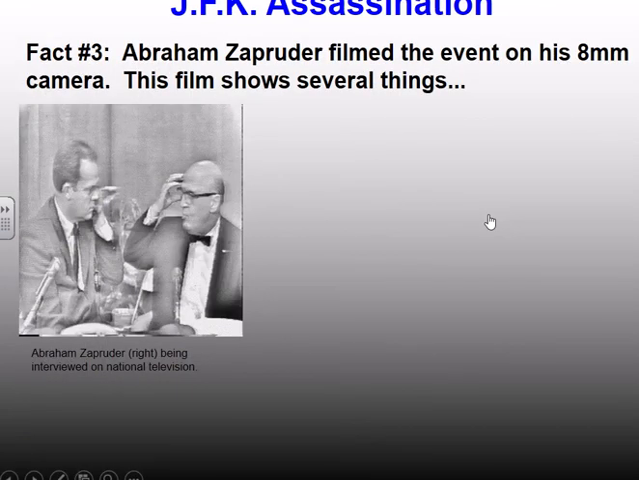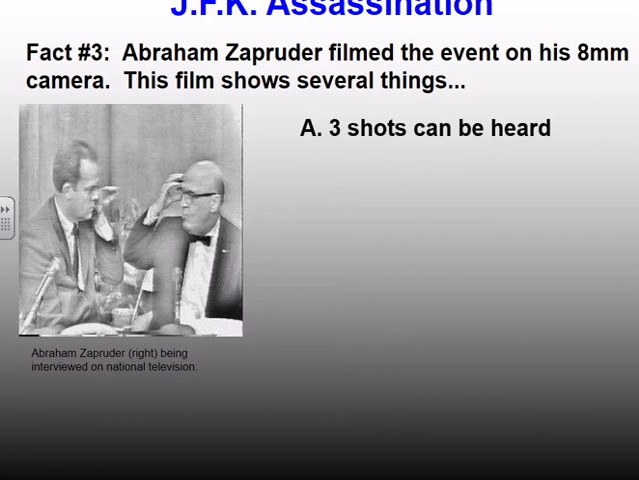Now, fact number 3, and one of the most important facts, is that this gentleman here, Abraham Zapruder, happened to be there along with a large crowd. A lot of people want to see a president, especially one they like, when they're in town. And he was filming this on his 8mm home camera. It's not like today where everybody's got a video on their cell phone, but a few people did have home video cameras, and he was one of the people that brought his to see the president. And his film can be used as a baseline to figure out several things.